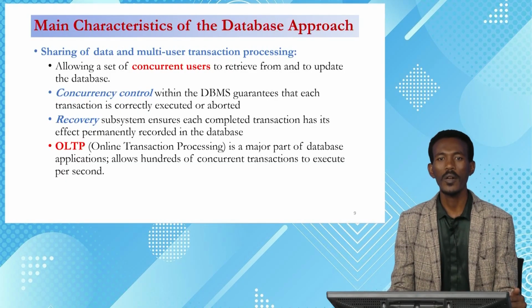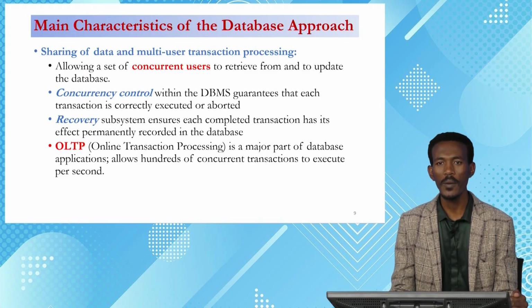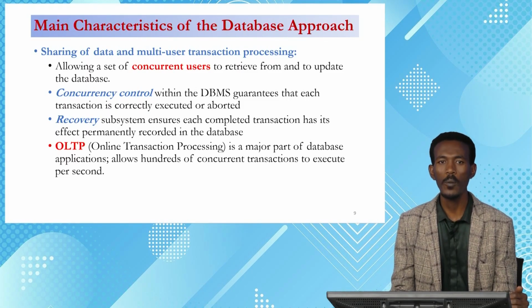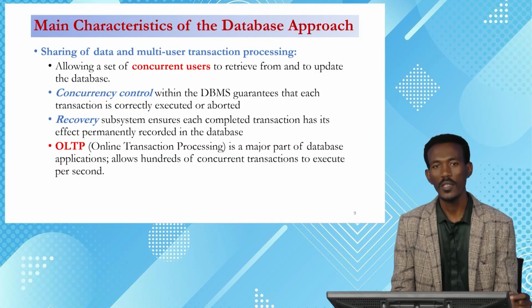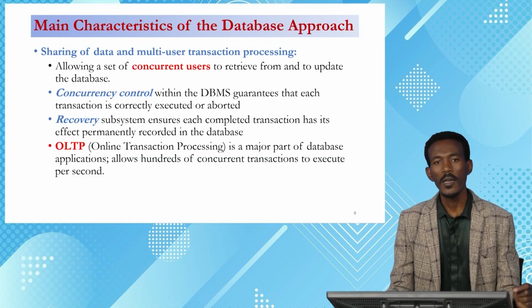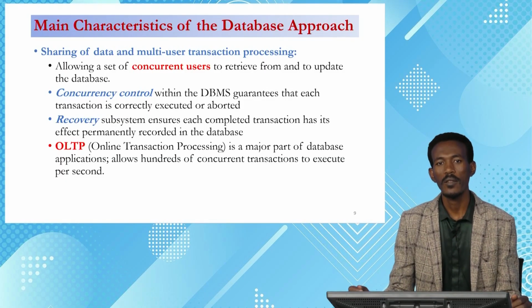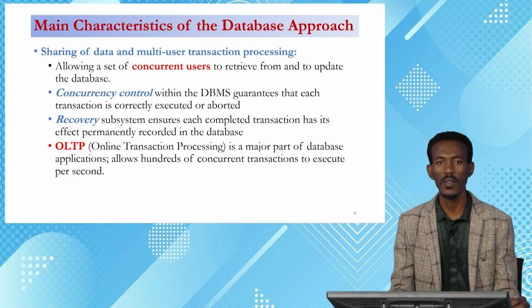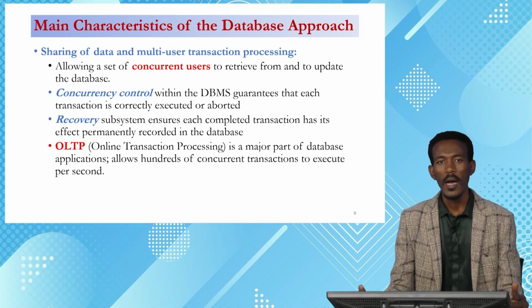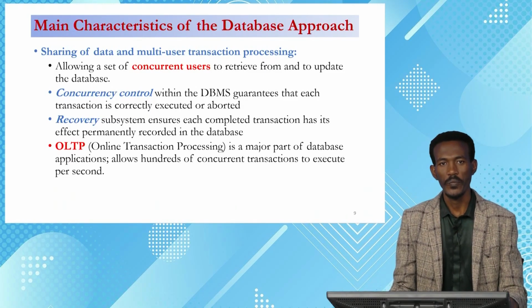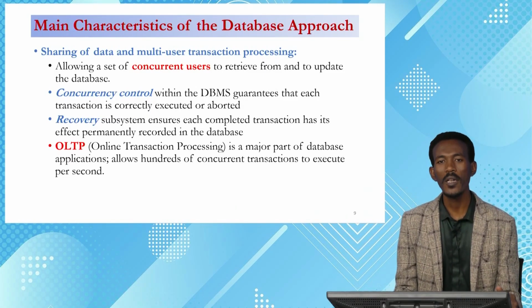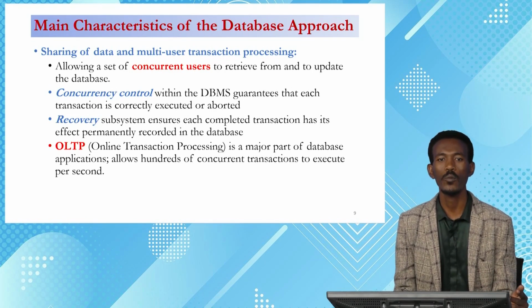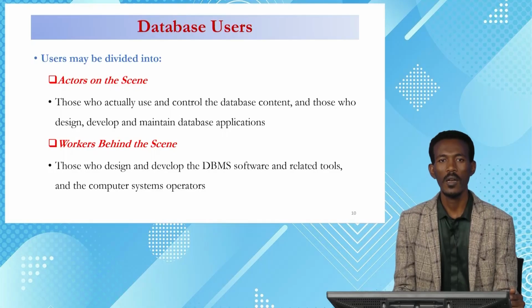The other thing is concurrency control. Within a database system, it guarantees that each transaction is correctly executed or aborted. Unlike the traditional system, we can update the data and concurrently access the data in the same way. These are some of the characteristics that we can have. The other thing is recovery. Our database might be deleted or somehow removed, so we have a mechanism to recover our databases.